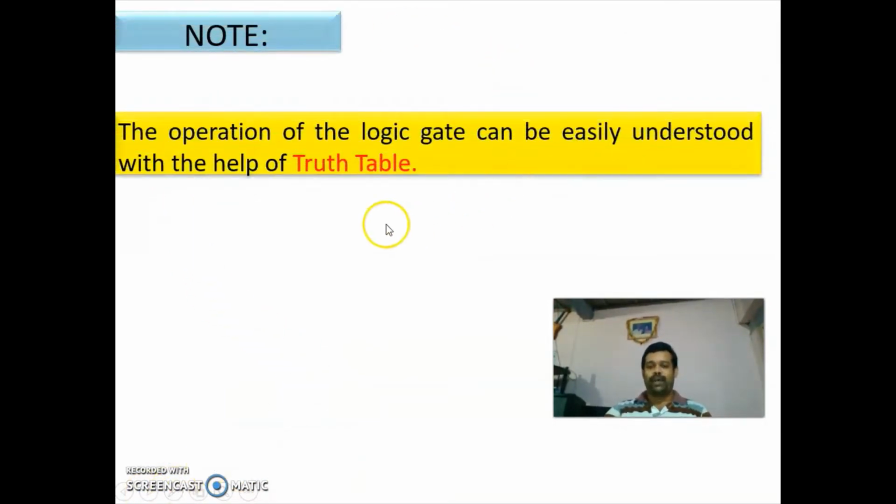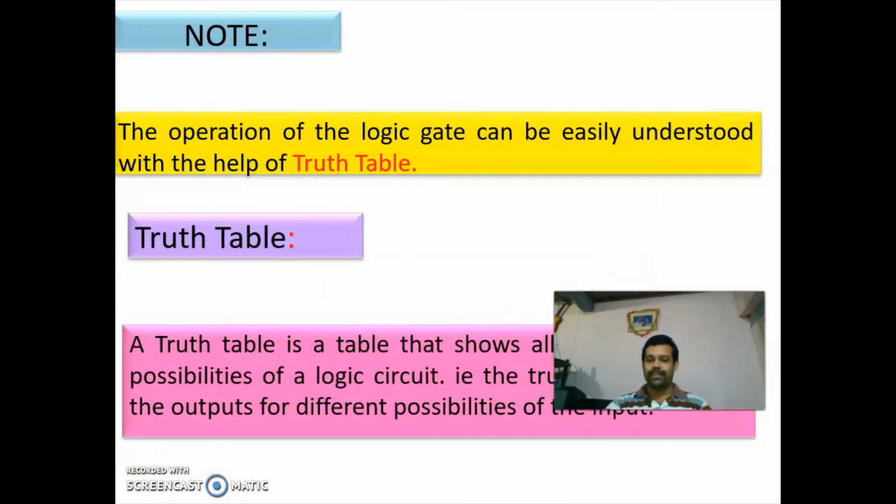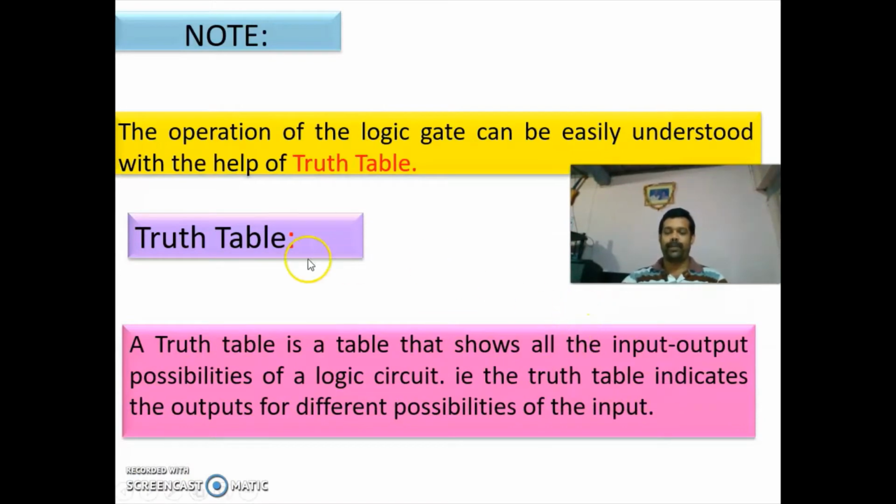The operation of the logic gate can be understood by means of truth table. So what is truth table? Truth table is a table which shows all the input output possibilities of a logic circuit. For a particular input, what will be the output. So the truth table will show such details.